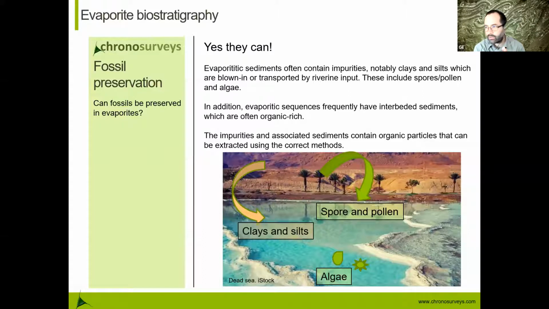I won't go into much detail of other fossil groups, but I know that other research groups have recently also found other fossil groups, specifically nanofossils in evaporites. So there's more stuff to be found in evaporites than we thought before.